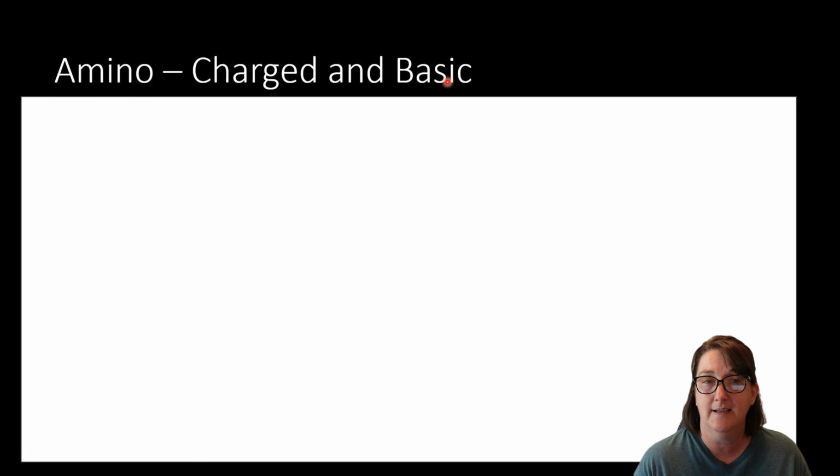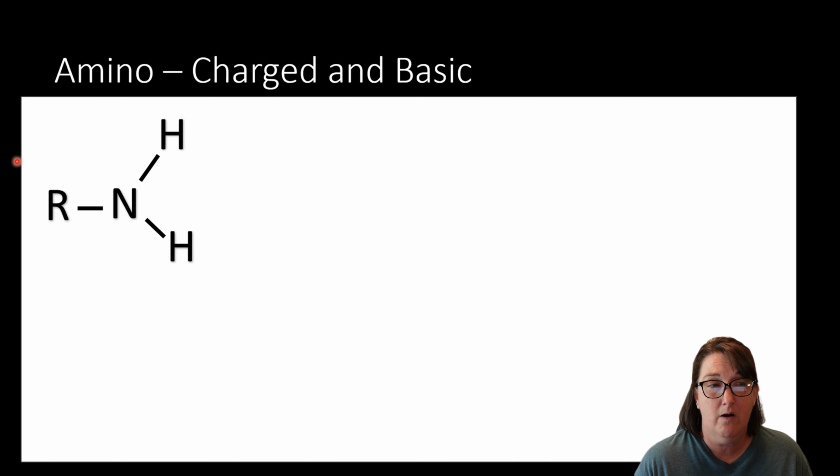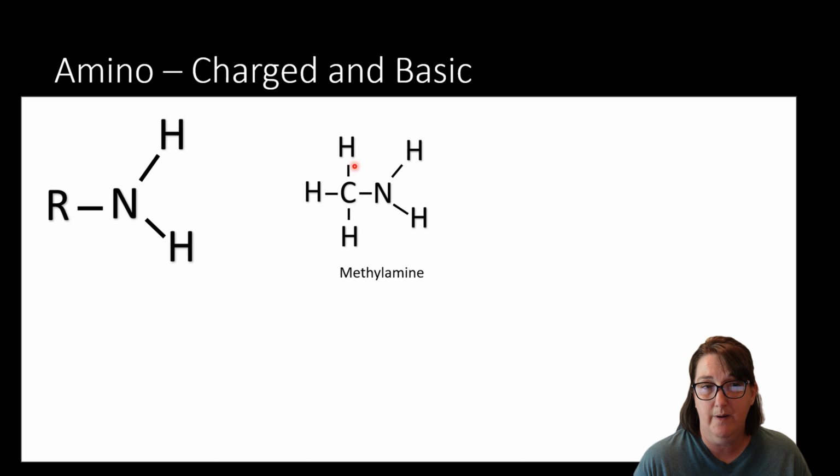So if it's basic, it's going to be pulling in hydrogens. I'm taking hydrogens out of my solution, hydrogen protons. I'm taking them out of my solution to make it basic. I don't want to have it be an acid anymore. So here's my R group. Here's my amino group. I have nitrogen, hydrogen, hydrogen. And here's my R group. Here's my amino group.